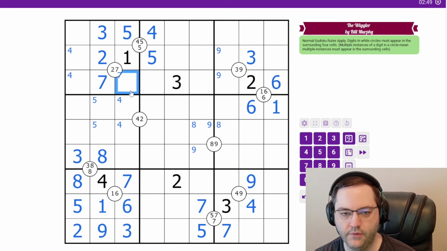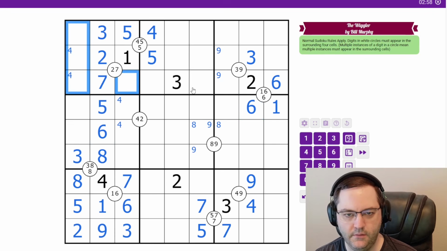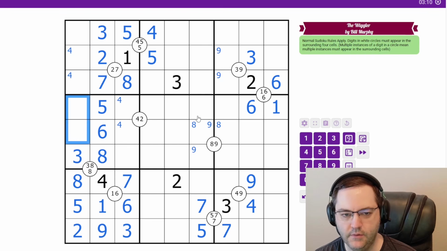The 7 resolves this clue. And these are 5 and 6, but we have a 6 there. 5, no, not 5. 4, 6, 8, and 9. The 8 here must go in that cell. So these are 4, 6, and 9. Can't do much with that yet. So I'll just leave it.